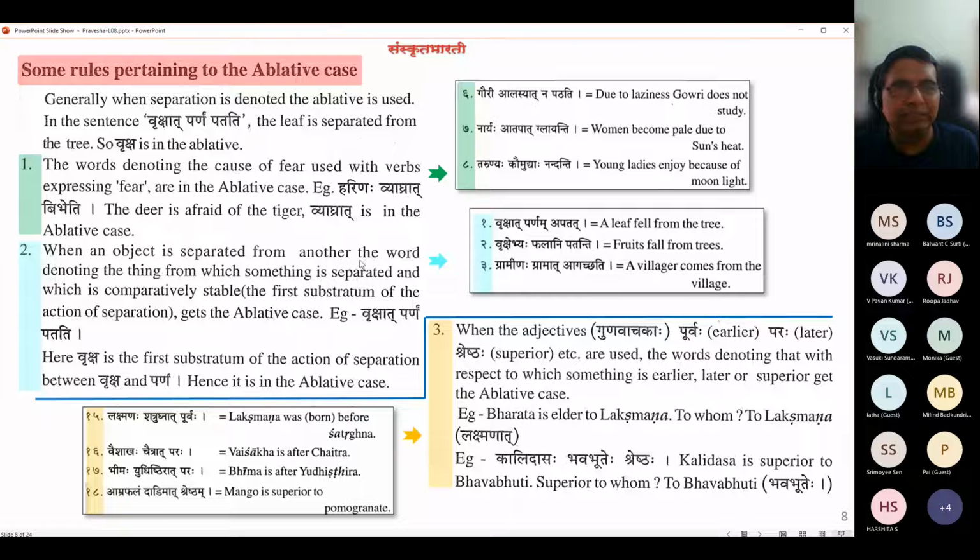When an object is separated from another word, denoting the thing from which something is separated and which is comparatively stable, I mean unchanged in the sense, the first substratum of action of separation, they are going very technical here, gets the ablative case. Substratum means the solid base. Okay. Example, vrikshat parnam patati, from the tree. So vriksha is the first substratum of action of separation between vriksha and parna. Hence it is in the ablative case. It can't be more technically detailed. So we saw a few others. Vrikshebhyah phalani patanti, graminah gramat agacchati.